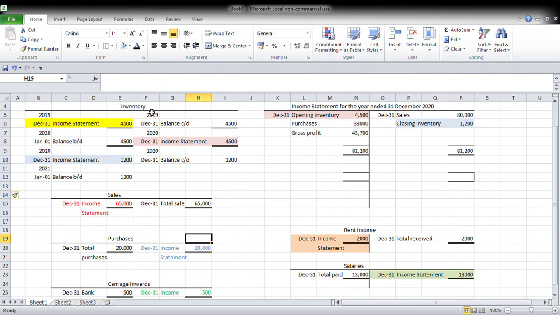Every time you record your closing inventory by debiting this account and crediting the income statement account, you carry down to the next year as opening inventory. Then the opening inventory you also transfer to the following year's income statement, and then you record a fresh entry for closing inventory. You need time to understand this, okay? And that's how the inventory account moves from year to year.